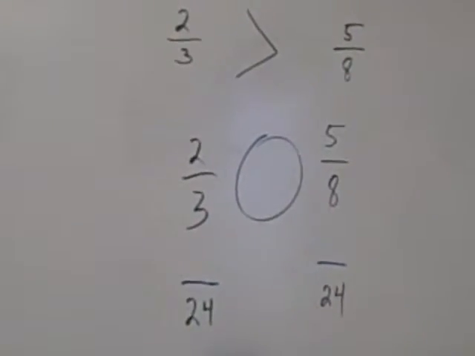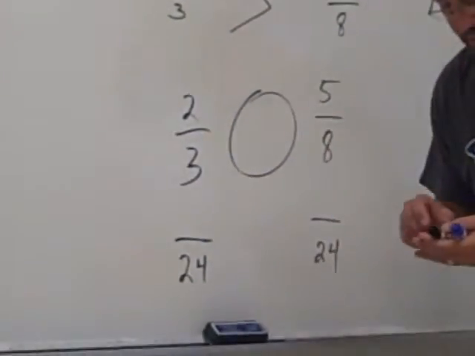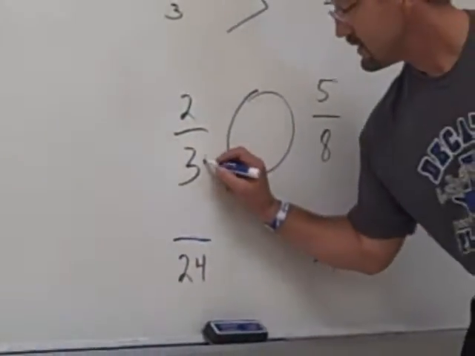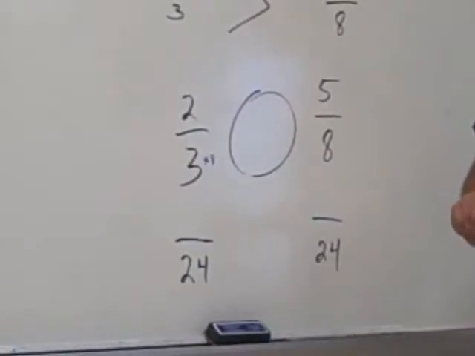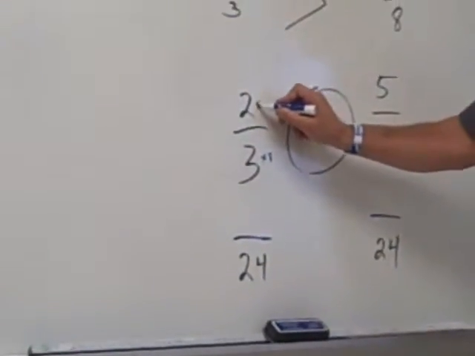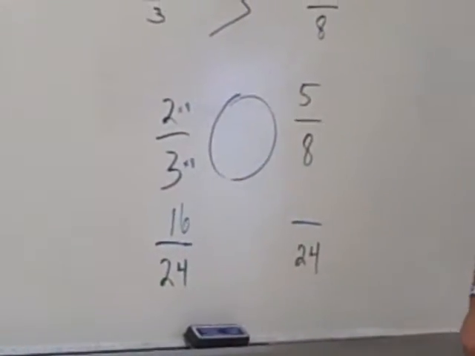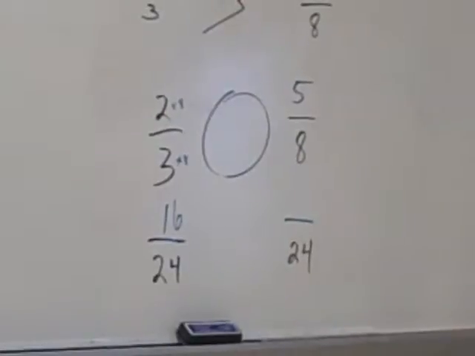Here's where we PhD. How did 3 turn into 24? Times 8. Where are we going with it now? Top. Top times 8. What's 2 times 8? 16. Bam, there's a new fraction right there.